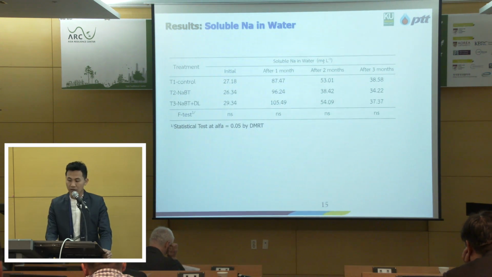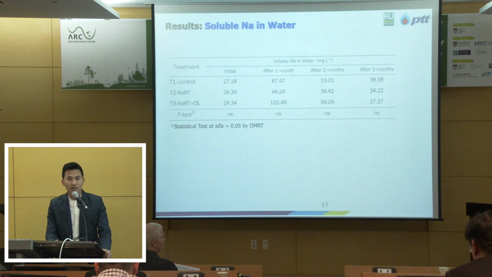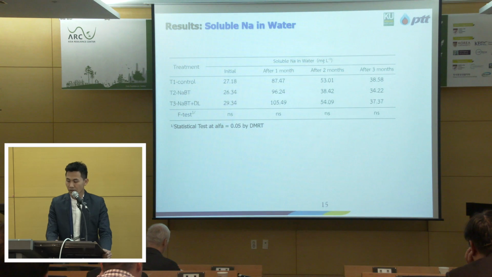That's why we tracked the soluble sodium in water, and we found no difference in water among these 3 treatments. So it's likely that after we apply sodium bentonite to the acid sulfate soil, the sodium will be replaced by the proton in the acid sulfate soil solution. And then you get the acidic bentonite clay. And that sodium will be adsorbed to the clay of the acid sulfate soil.